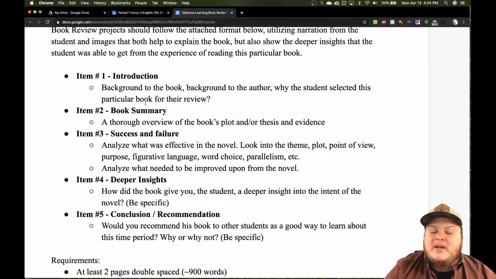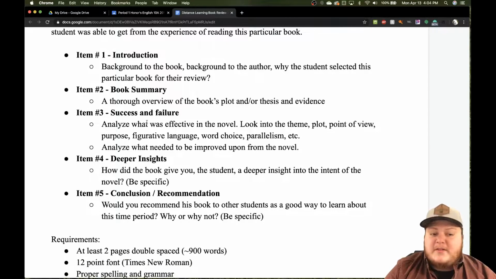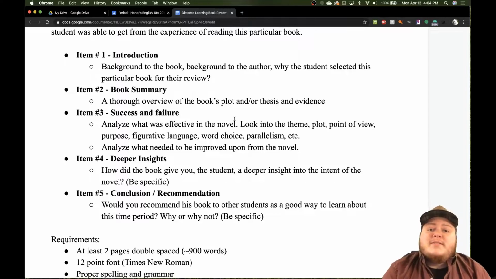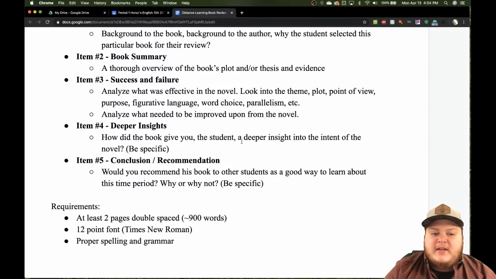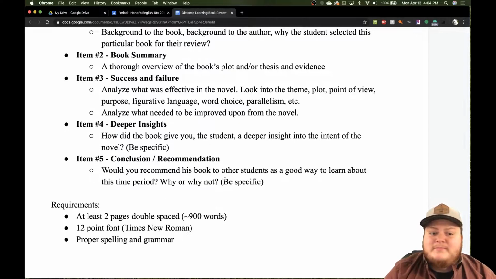These first two, I think, should be very simple. What I want the most out of is number 3 and number 4. What were its successes and failures, and also what are the deeper insights? Look at the theme, maybe look at figures of language, maybe look at plot structure and see what is the real intent of this book. And then finally, would you recommend it?